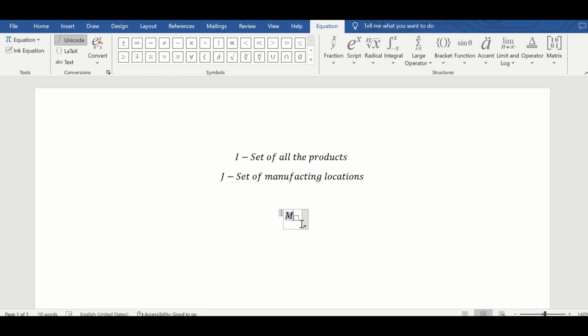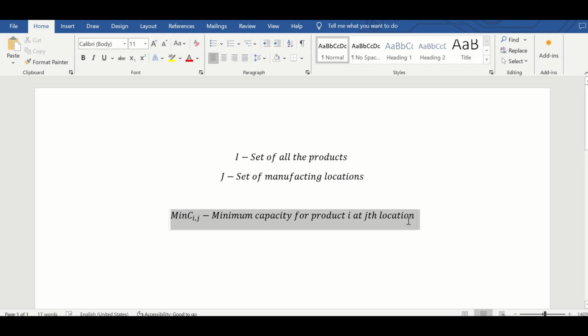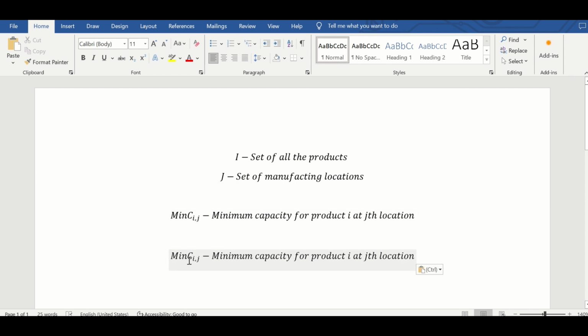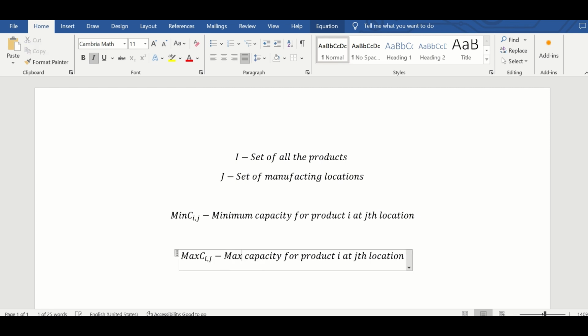So let's say minC, the minimum capacity, is at the product and the manufacturing location level. So we will say minC of I comma j. This would be the minimum capacity for product I at jth location. Similarly, I'll just copy this and write maximum capacity, let's say maxC. This would be the maximum capacity for product I at jth location.